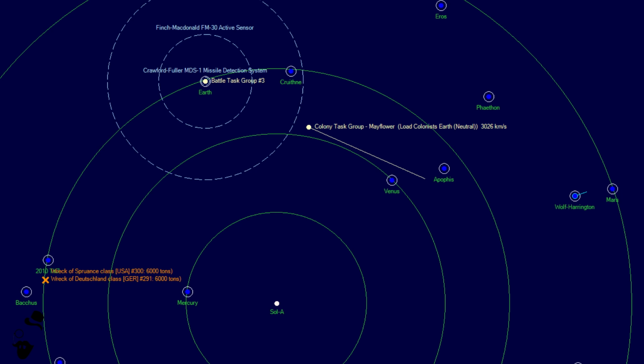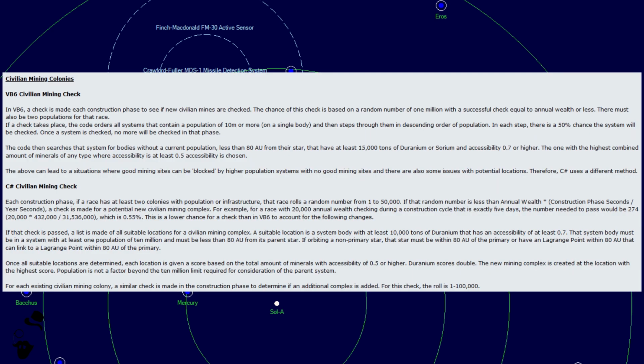Now, moving on to a little more civilian stuff. We have changes to civilian mining colonies. So, the VB6 civilian mining check. In VB6, a check is made each construction phase to see if new civilian mines are checked. The chance of this check is based on a random number of 1 million with a successful check equal to annual wealth or less. There must also be two populations for that race. So basically, it rolls between 1 and a million, and if that number is below your annual wealth, then it checks for CMCs.